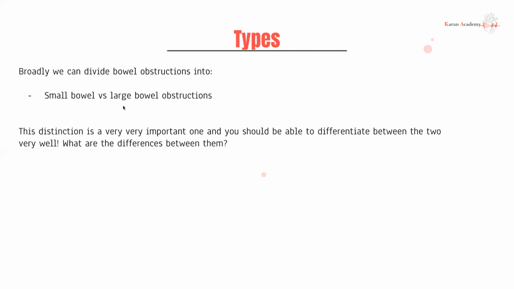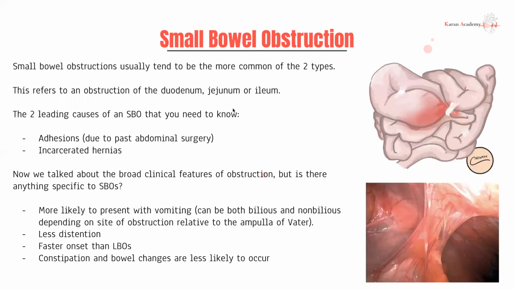So I talked about small and large bowel obstructions. So let's talk about each one of those in a bit more depth. So SBOs are the more common of the two. So most bowel obstructions tend to be SBOs. And this can obviously be an obstruction of the duodenum, the jejunum, or the ileum. The two most important causes of an SBO that you need to know are firstly adhesions, and this is often due to past abdominal surgery.